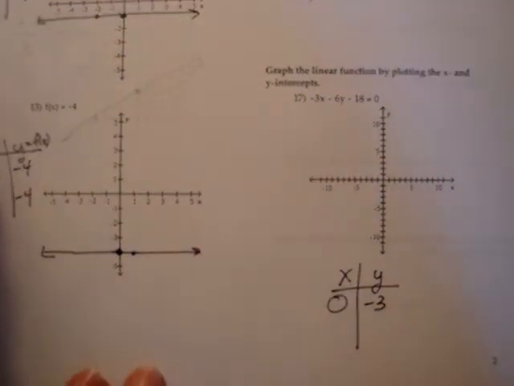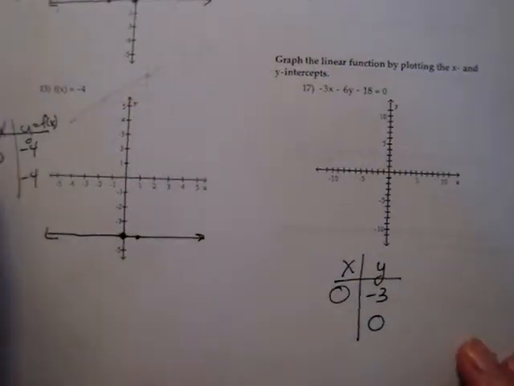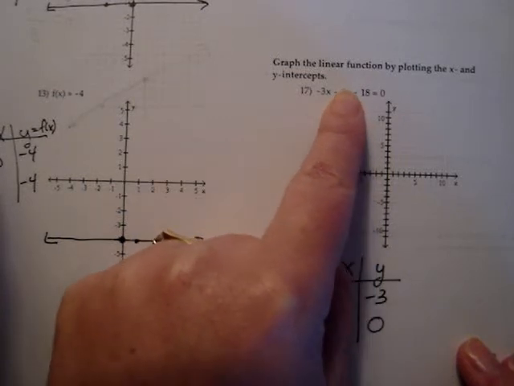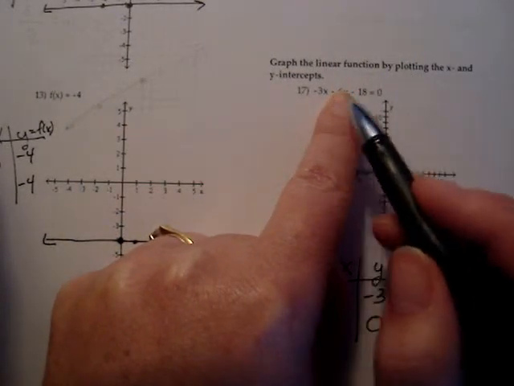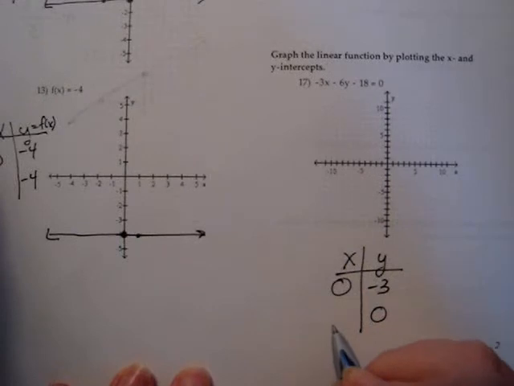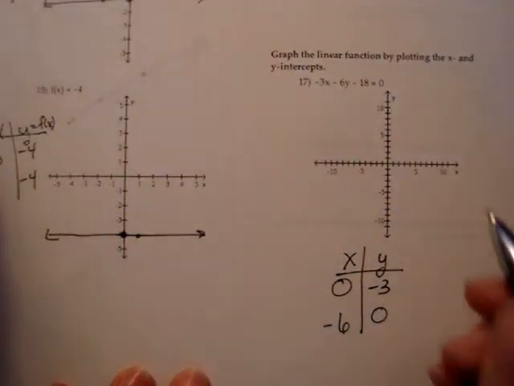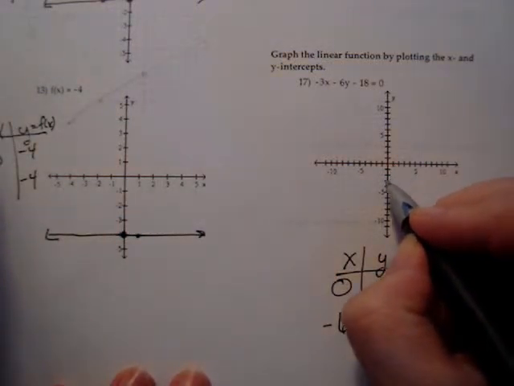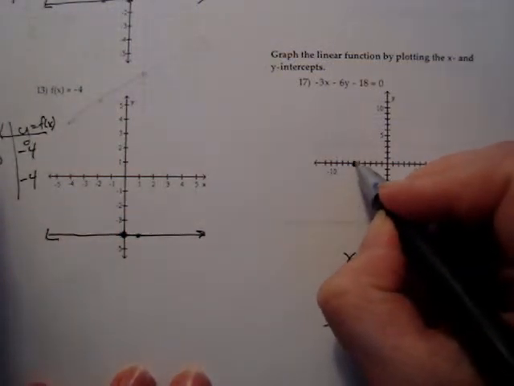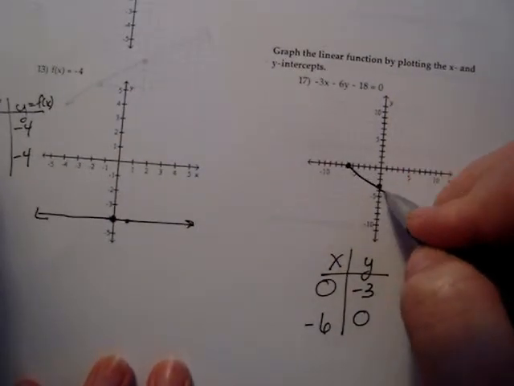Now I do the same thing. The x-intercept is on the x-axis, and therefore the y value is 0. So again, I cover up. If the y value is 0, I am left with the equation negative 3x minus 18 equals 0. And I either do it on paper or in my head, and I get that the x value must be negative 6. And now I plot these 2 points: 0, negative 3, and negative 6, 0. There they are, nice and big so Renee can see them. And then I connect them.